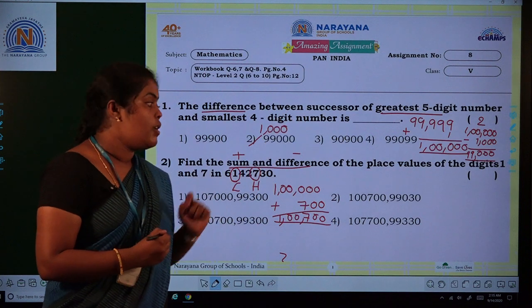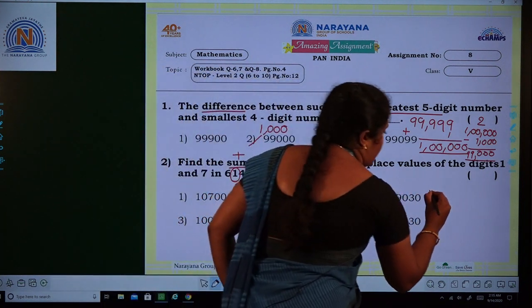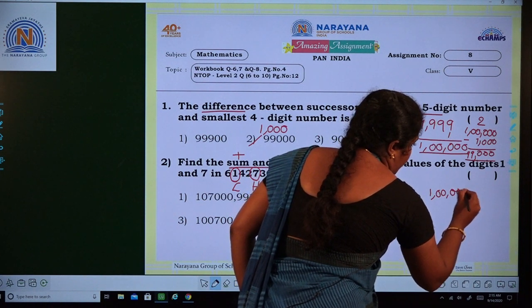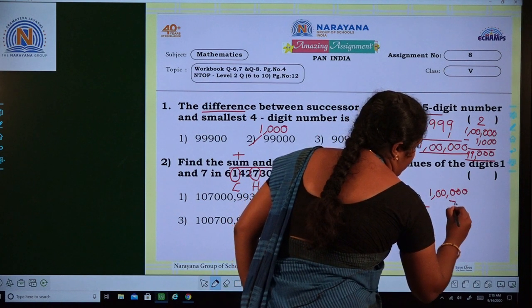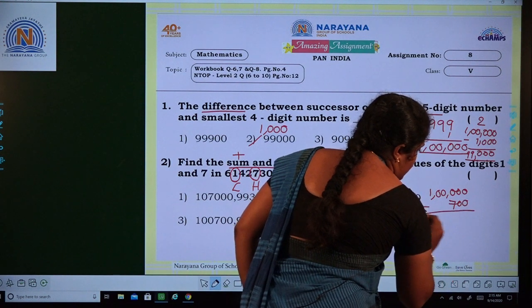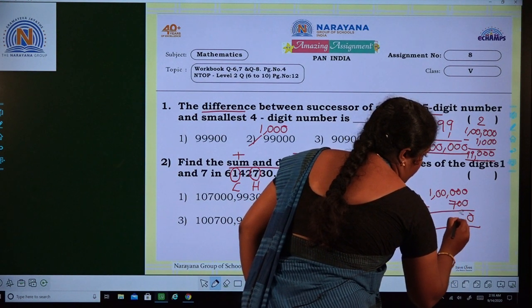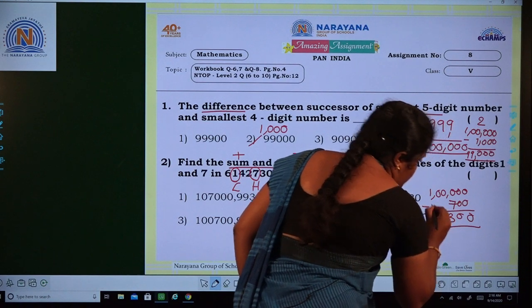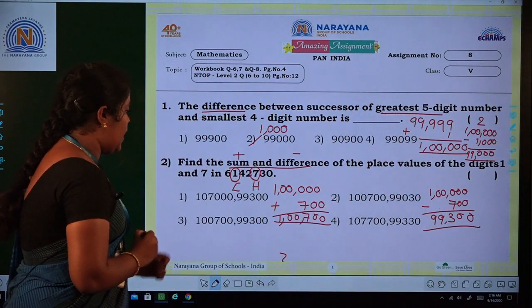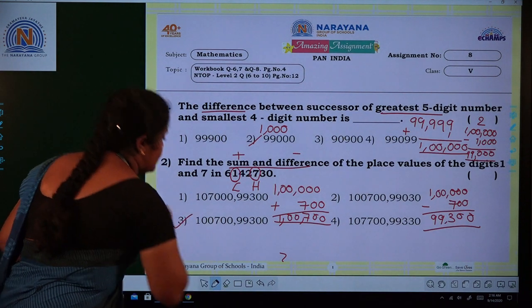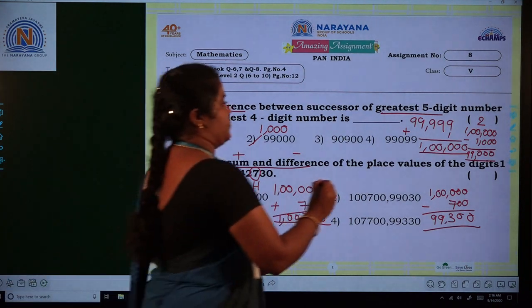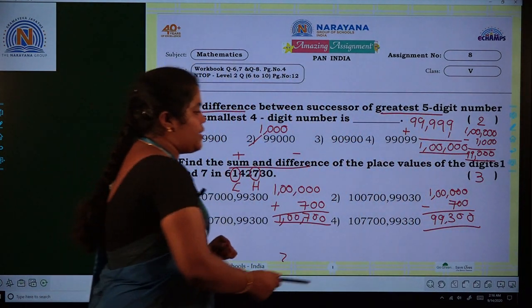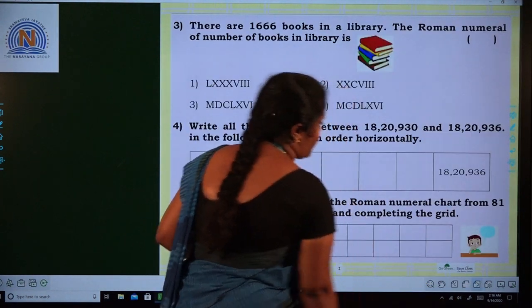Next we have to do the difference. Difference means subtraction. We have to do the subtraction. 1 lakh minus the place value of 7 is 700. Do the subtraction. We get 99,300. So where is that option? See here, it is the option 3. So next I will go to the next question.